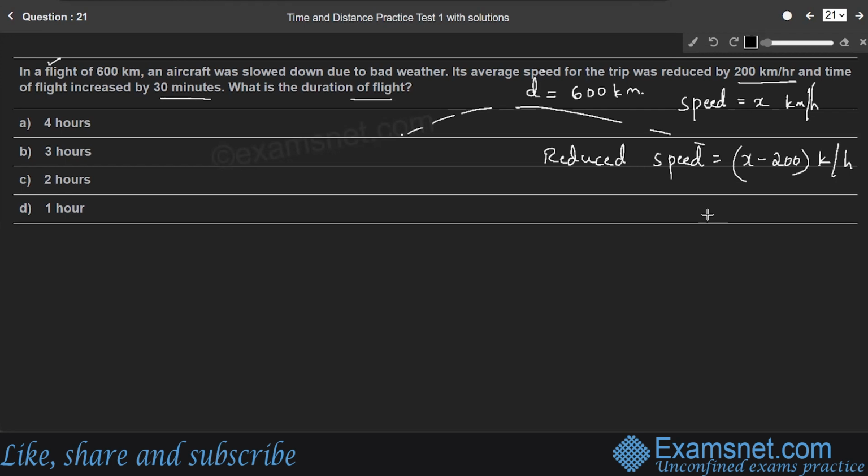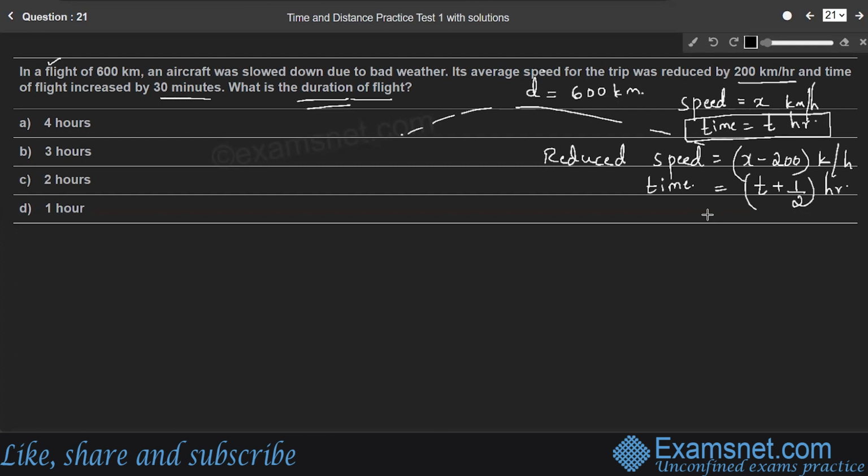X minus 200 kilometers per hour, and the time of flight increased by 30 minutes. If you consider time as t hours in ideal condition, then due to bad weather the time of the flight increased by 30 minutes. That means it becomes t plus half an hour, or the difference between the times is equal to half an hour. What is the duration of the flight? In the ideal condition, what is the value of t here?